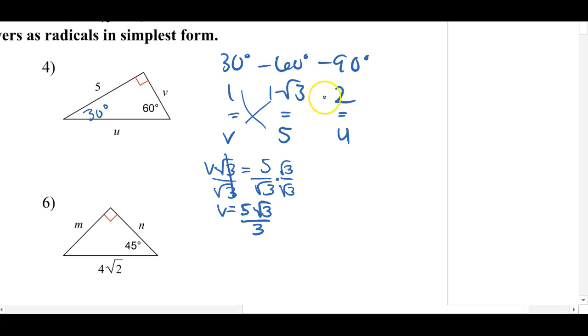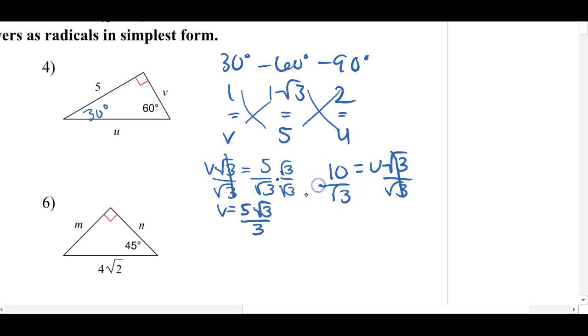Now we can set it up for the last one, these two. We have 5 times 2, which is 10, and then u times 1 rad 3, which is u times rad 3. Divide both sides by rad 3.